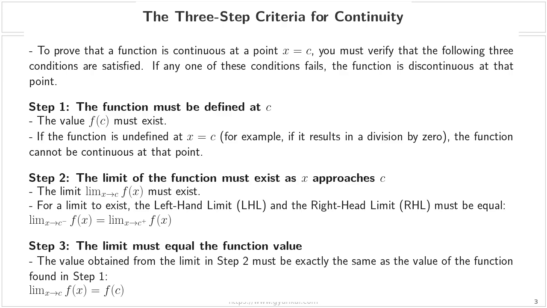Step 3. The limit must equal the function value. This is the final piece of the puzzle. The value we obtained from the limit in Step 2 must be exactly the same as the function value we found in Step 1. Mathematically, we are checking that the limit of f(x) as x approaches c is equal to f(c). By following these three steps, you can rigorously determine the continuity of any function. To help you visualize these technical requirements, I will explain a real-world analogy involving a bridge in the next slide.